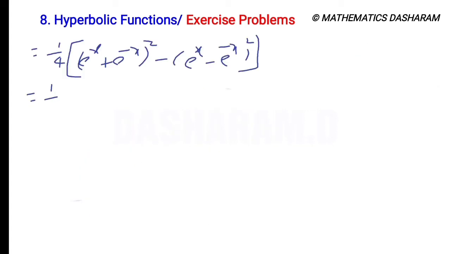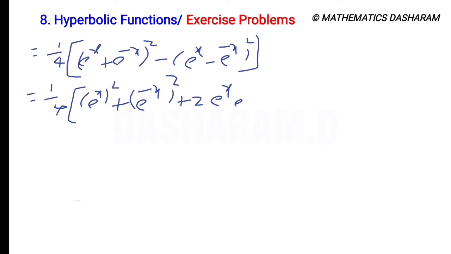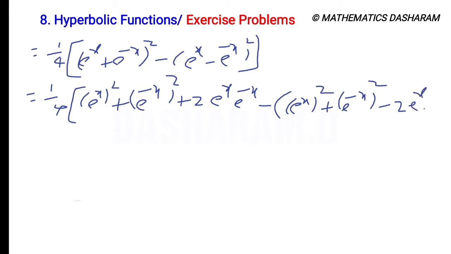So now 1/4 into, here apply the (a + b) whole square formula, so a² + b² + 2ab, 2 into eˣ into e⁻ˣ, next minus, so here take the bracket, the (a − b) whole square formula, eˣ + e⁻ˣ, minus 2 into ab, 2 into eˣ into e⁻ˣ.